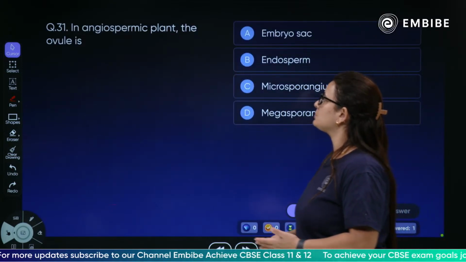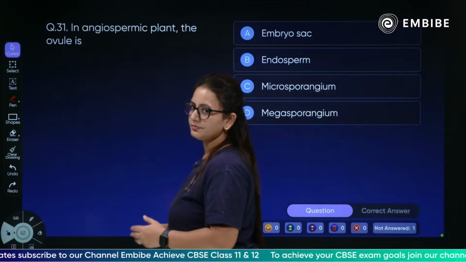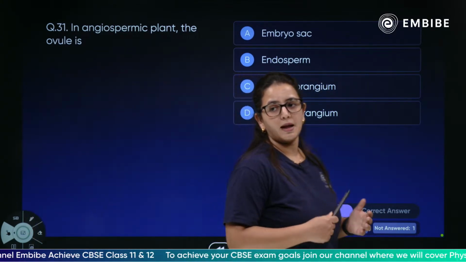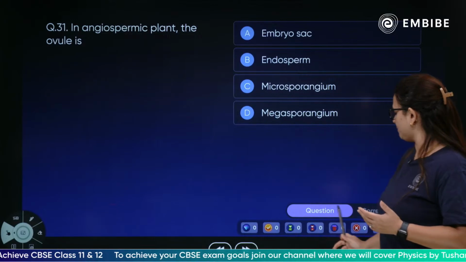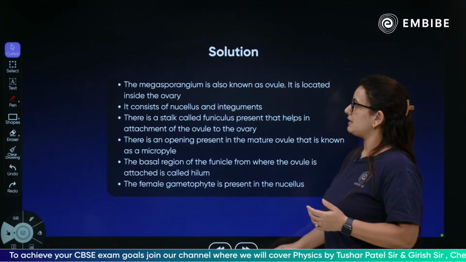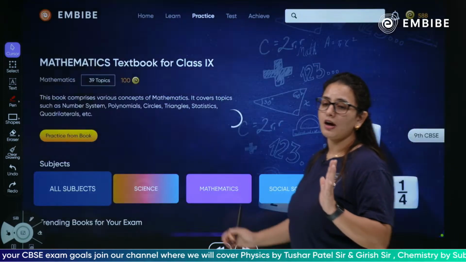Next question. In an angiosperm plant, the ovule is an embryo sac, endosperm, or megasporangium? Very simple, it is a megasporangium.